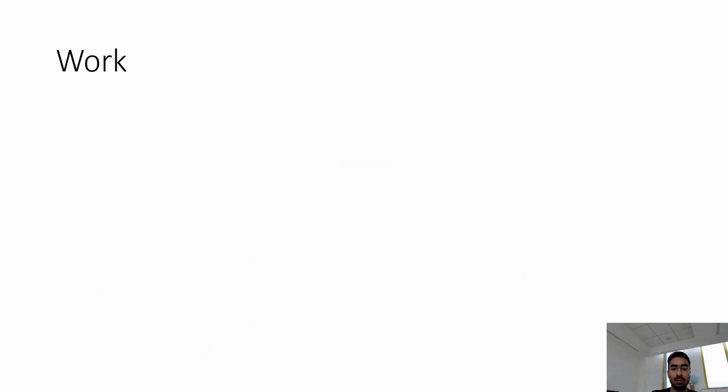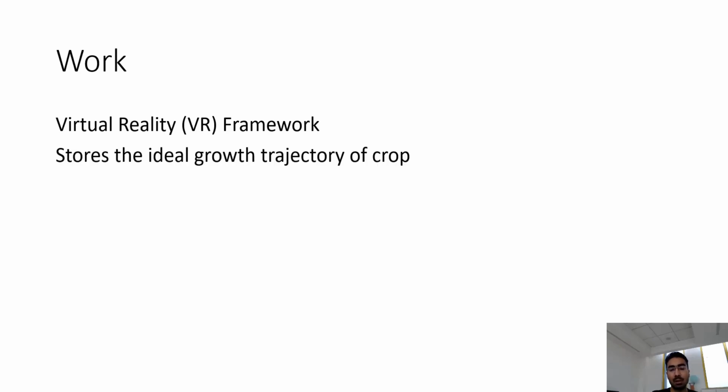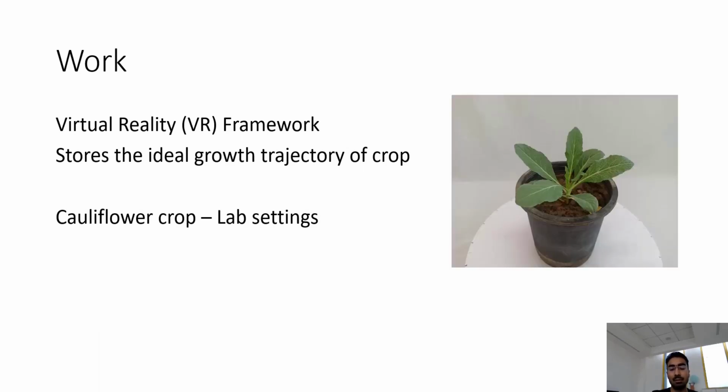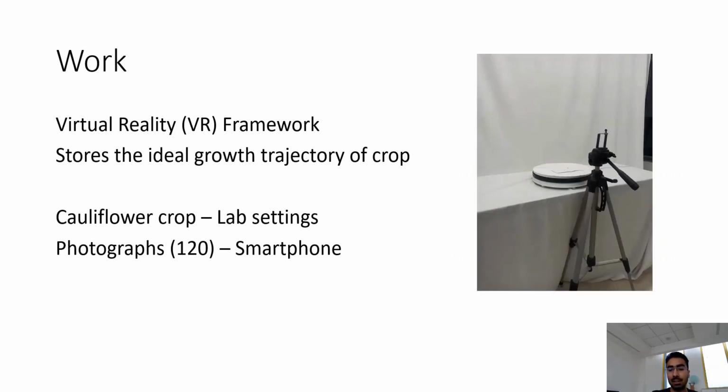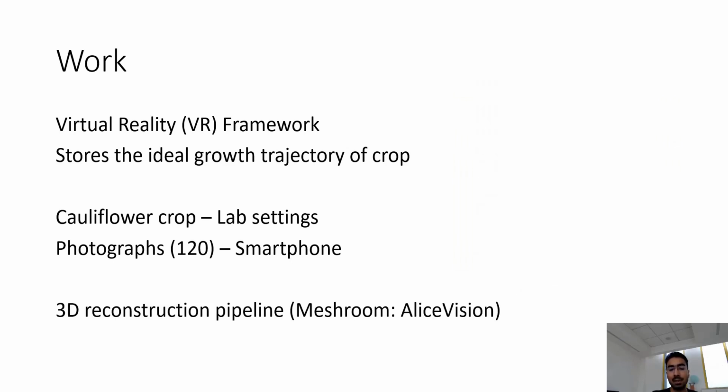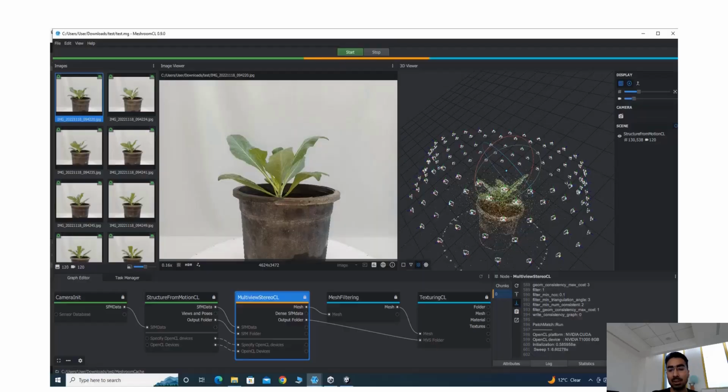So in our work, we created a virtual reality framework which stores the ideal growth trajectory of a crop. Now in our case, we selected cauliflower crop and grew it under a lab settings environment. Then we took photographs using a smartphone and this apparatus, and we finally fed the photographs into a 3D reconstruction pipeline known as AliceVision. Once the pipeline runs, we get a 3D model of the cauliflower crop on that particular day.